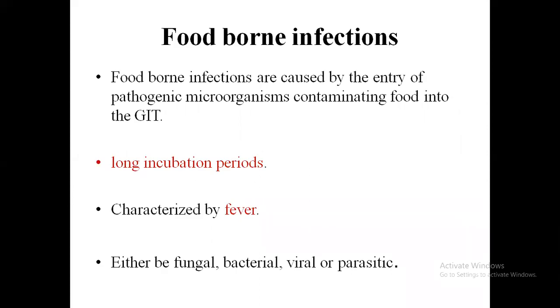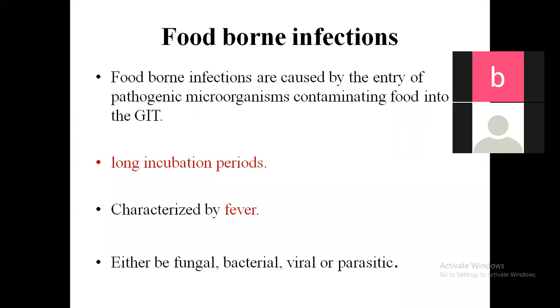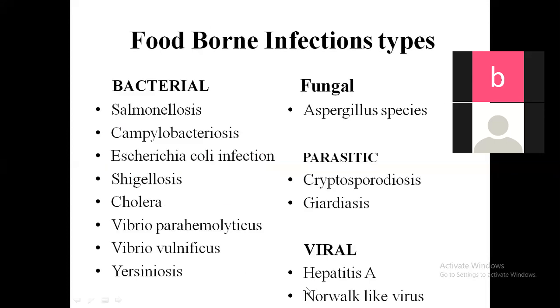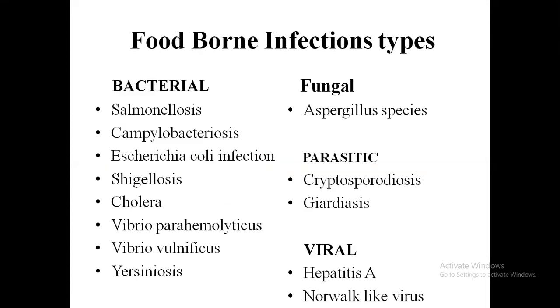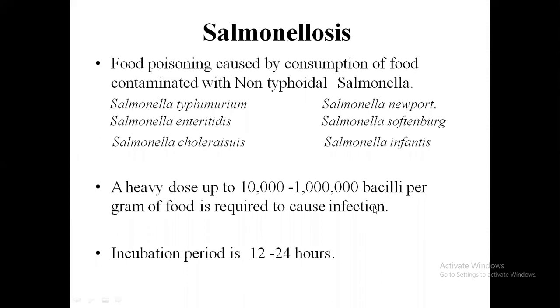In foodborne infections we see mainly contamination by microorganisms entering the GI tract, which can be fungal, bacterial, viral, or parasitic. There are a lot of different diseases caused by each kind of organism. Last class we have seen Salmonellosis, Campylobacteriosis, and E. coli. From now we have to start with Shigellosis and the other fungal, parasitic, and viral diseases.